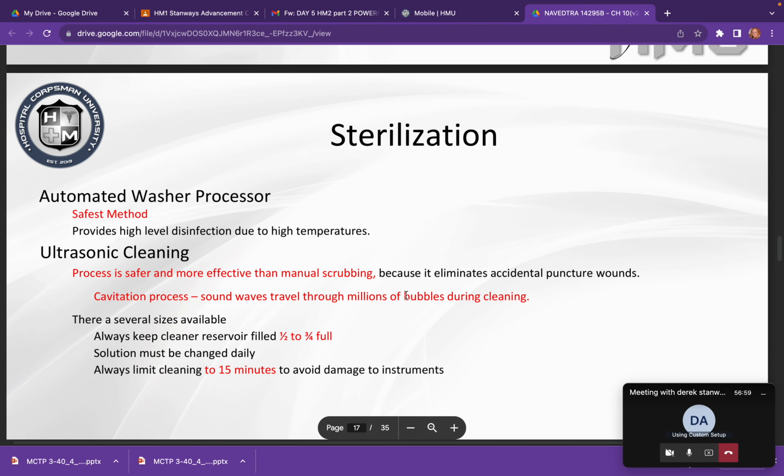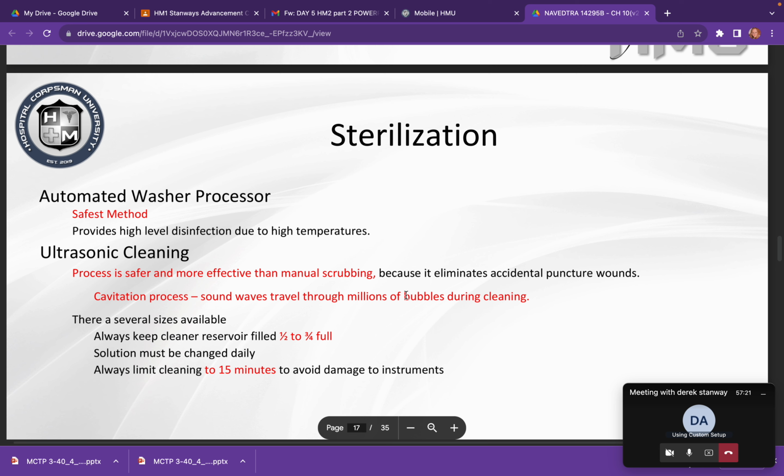Automated washer processor is the safest method. It provides a high level disinfection due to high temperatures. So put a star next to that safest method. It is the safest method just because it's like the dishwasher. Once you put it in there, you don't have to put your hands on it again, and it really takes over the brunt of the washing.